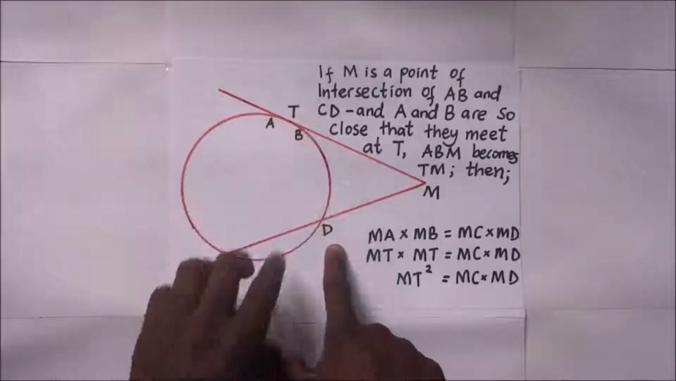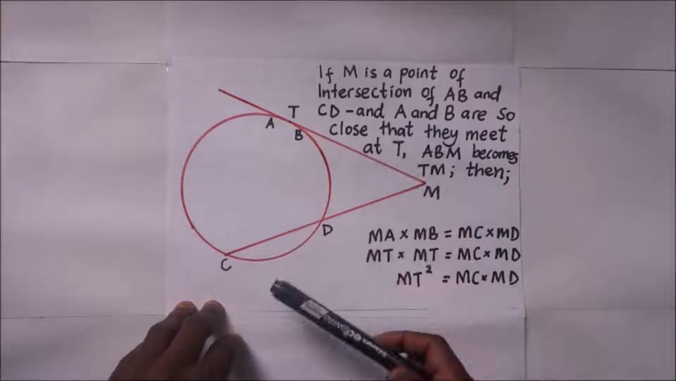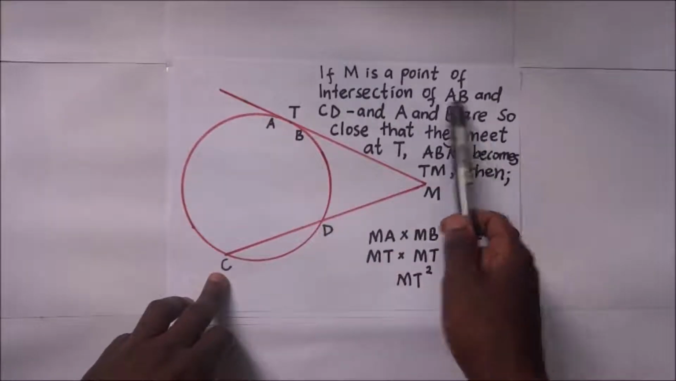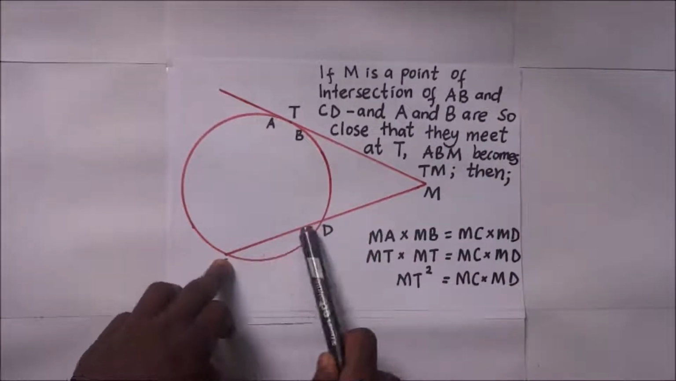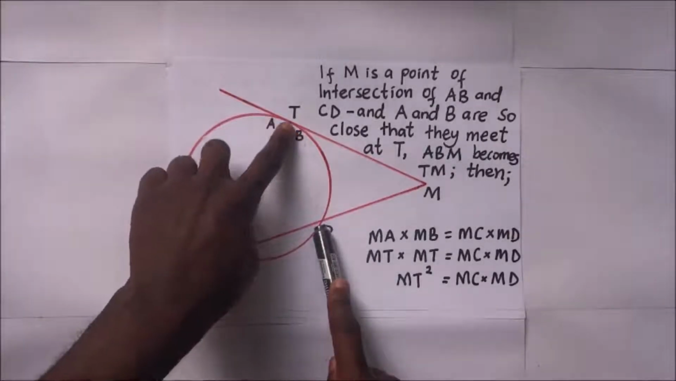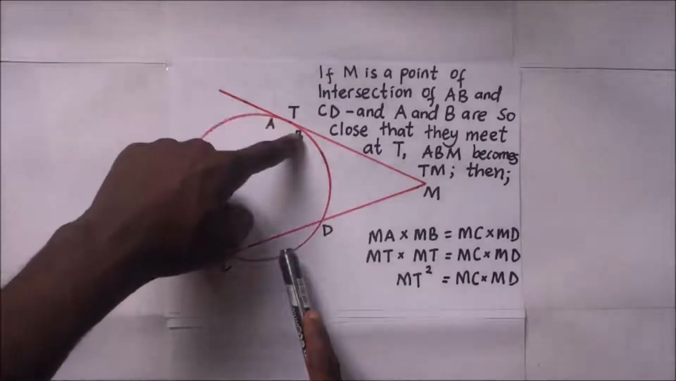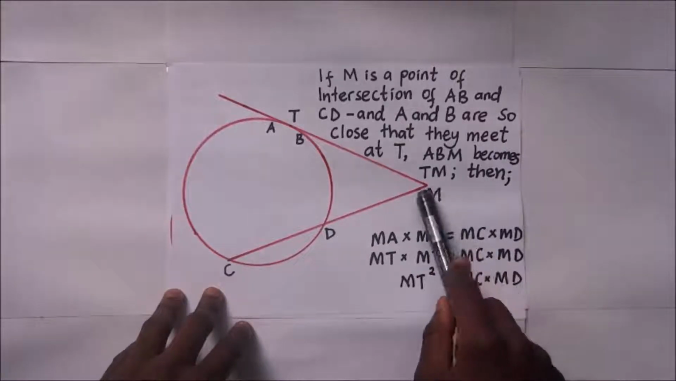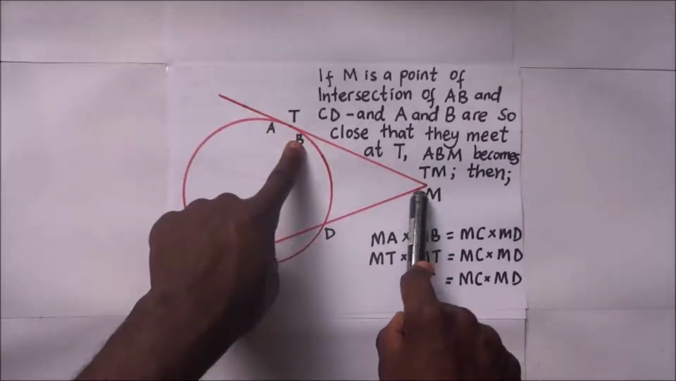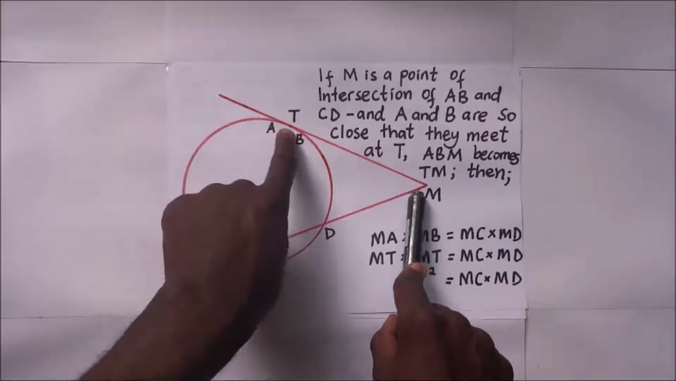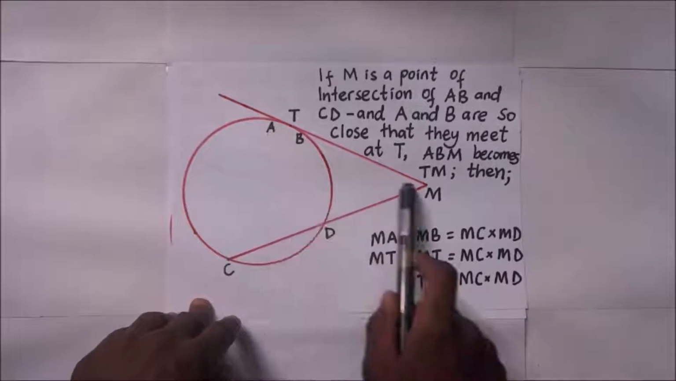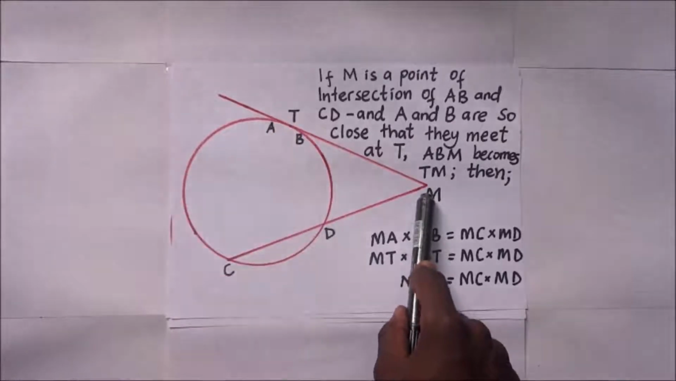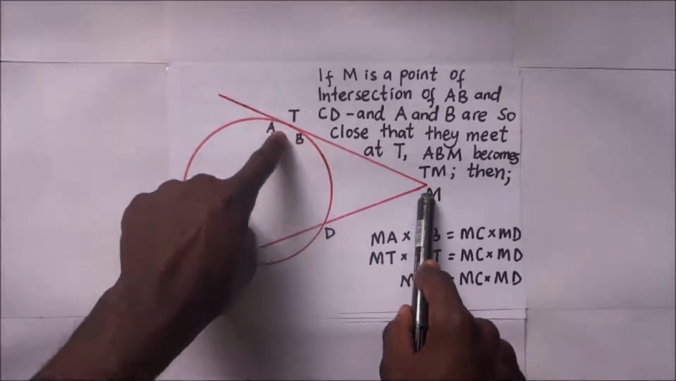And of course, the write-up says that if M is the point of intersection of AB, which is this line, and CD, which is that line, we have chord AB, which is too small, and CD. When these lines AB and CD are produced and meet at point M, and A and B are so close that they meet at T, then ABM becomes TM. It means that T is a representative point for A and B, since A and B are too close to each other.